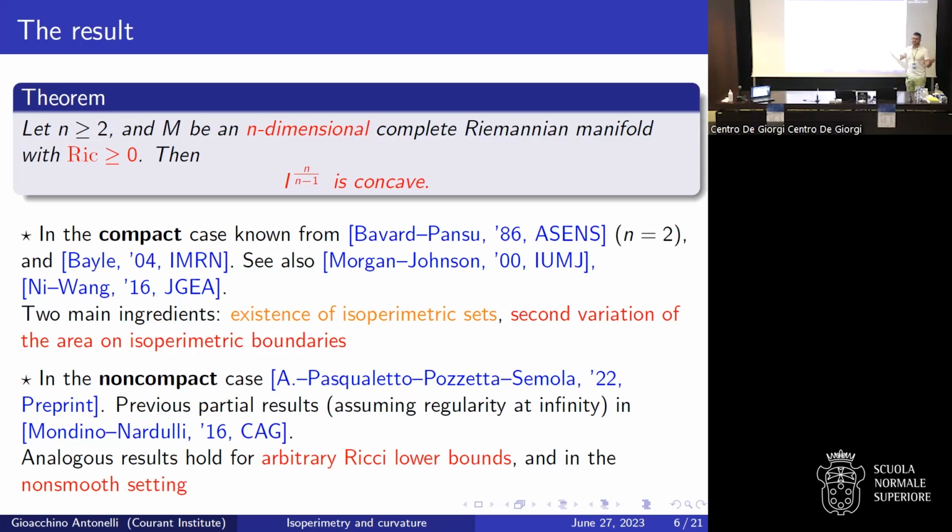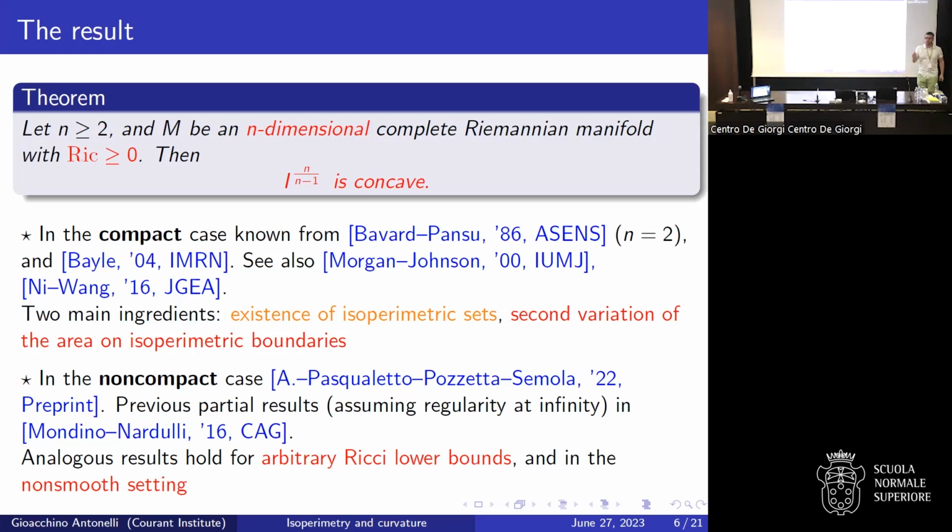I'm not giving the classical proof. You can try to do it if you want, or look at the references. But basically, you take the isoperimetric set, you use the second variation formula, and then you get the concavity. Those are the two main ingredients, okay? In the non-compact case, it was not known. We proved it, myself with Enrico Pasqualetto, Marco Pozzetta, and Daniele Semola.